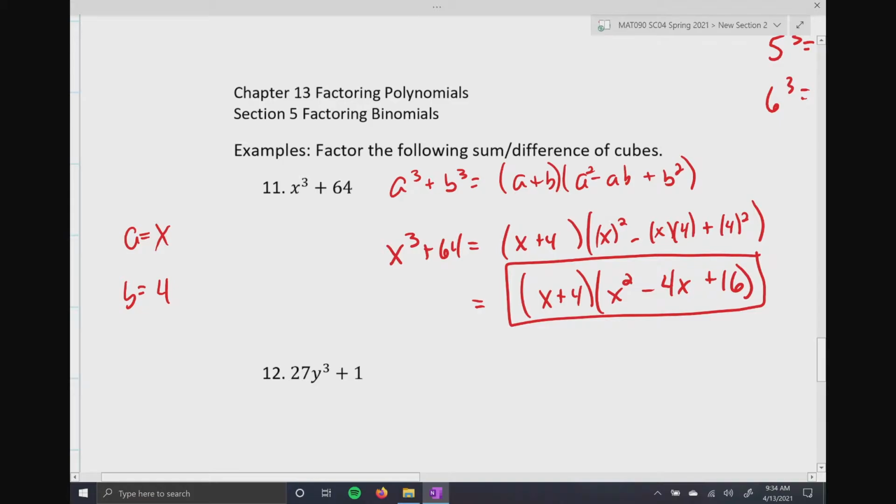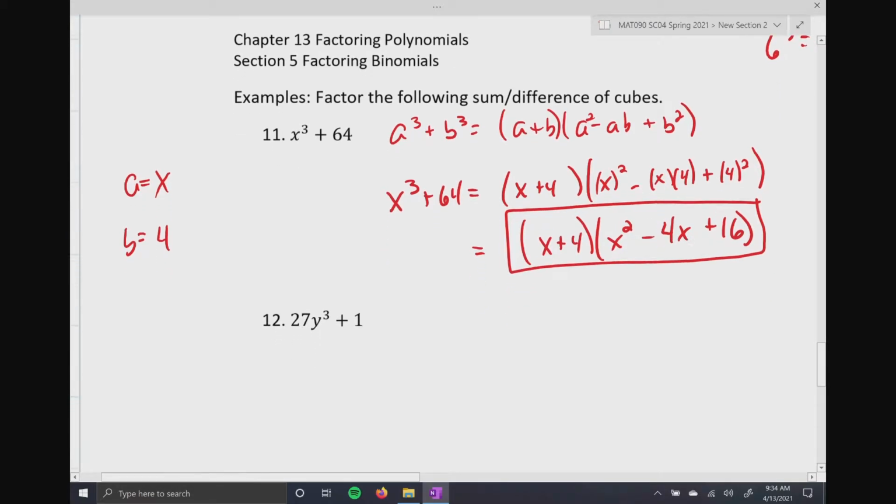What's also nice is that second trinomial, that second factor, x squared minus 4x plus 16, you cannot factor that. If we could, we would have shown you it in the formula. So once you recognize, oh, this is the sum of cubes, just use the formula and simplify it. That's it. Any questions?